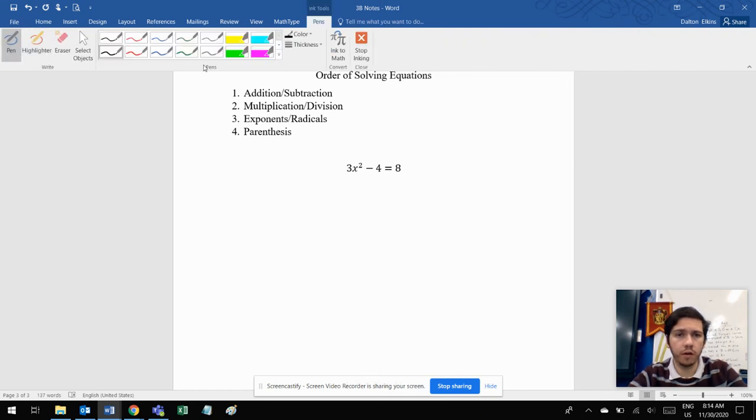So your goal today is that you're going to be able to use the order of solving equations to solve equations that have exponents in them. So here we have 3x to the power 2 minus 4 equals 8. We want to solve here.